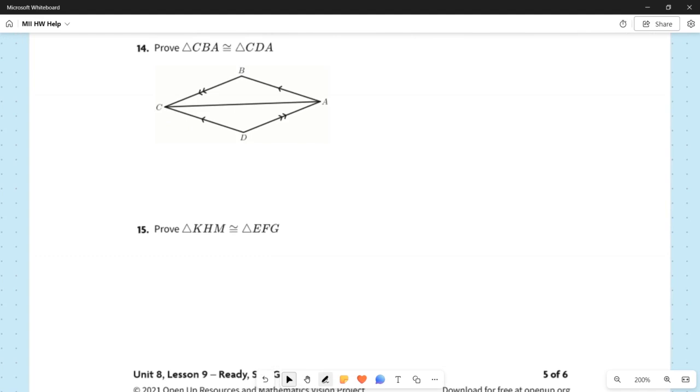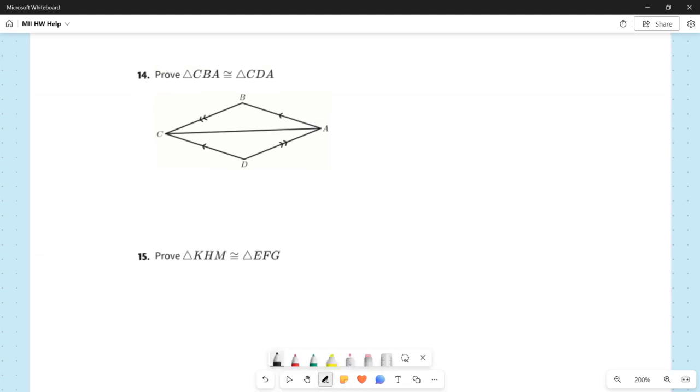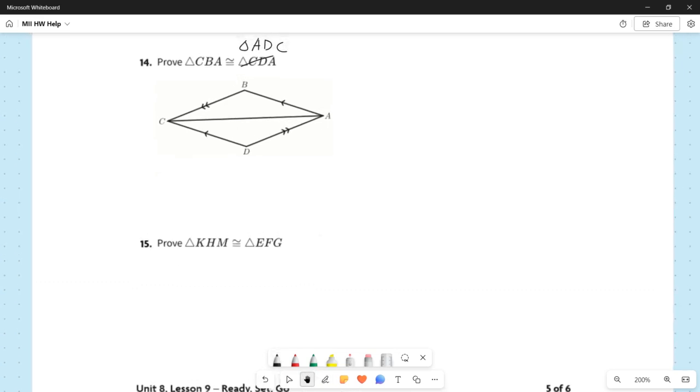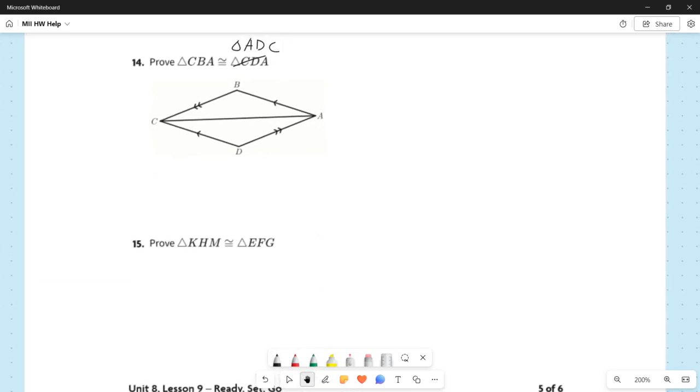Question 14. Actually, we have to fix something with question 14. So before we do anything else, hopefully this was already fixed in class, but the second triangle should say ADC. So let's just pretend like it always said that. And now we're going to move on with this problem. So 14 says, prove the triangle CBA is congruent to triangle ADC. And we have a triangle here.